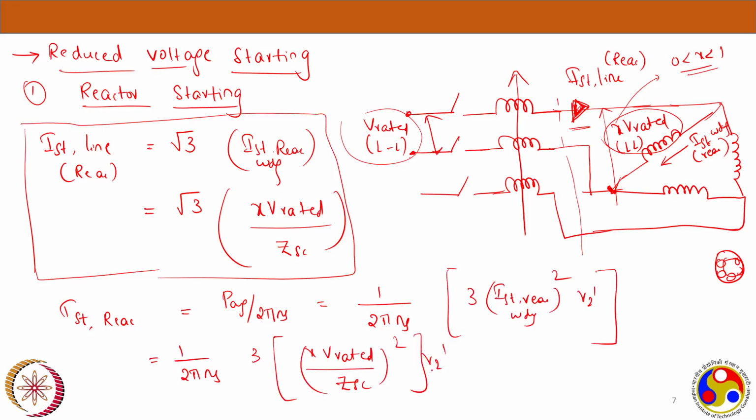There is nothing different. You have got an X term in the current. In the torque term you have an X square term extra.